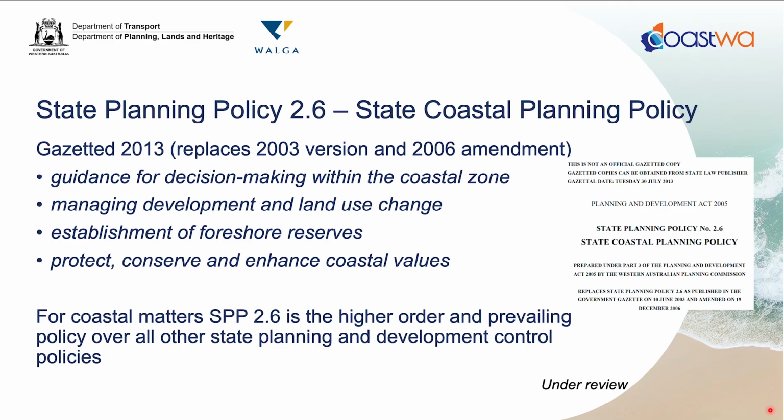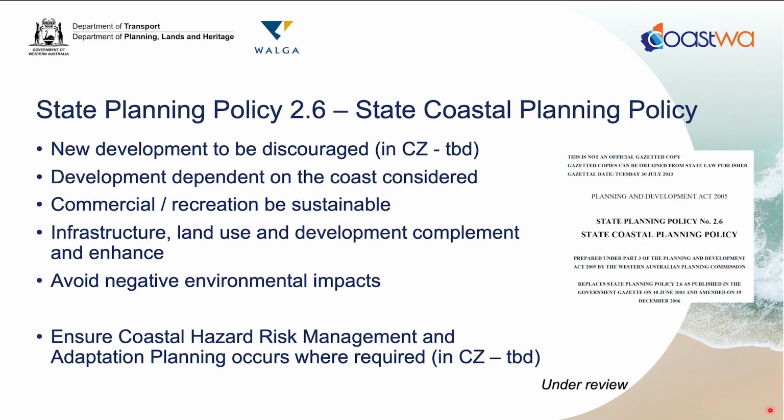For coastal matters, State Planning Policy 2.6, or SPP 2.6, is the higher order and prevailing policy over all other state planning and development control policies. It's also worth noting it is under review and there may be some changes to it in the coming years. SPP 2.6 highlights a number of elements.